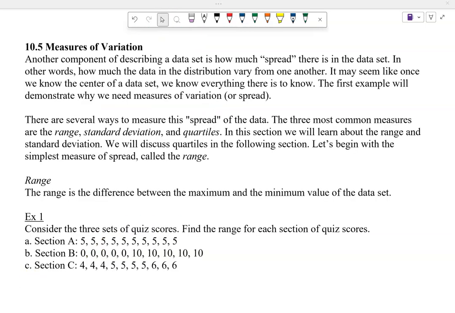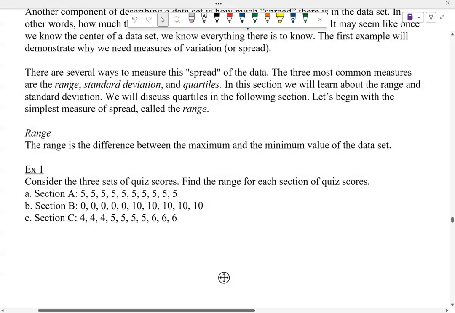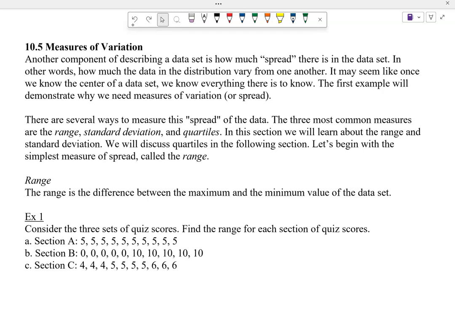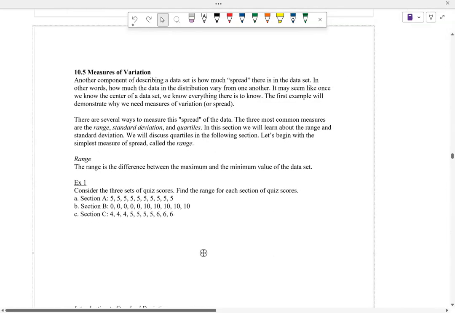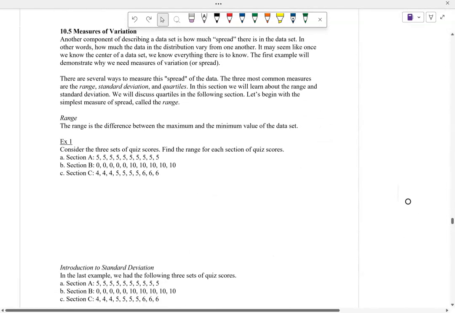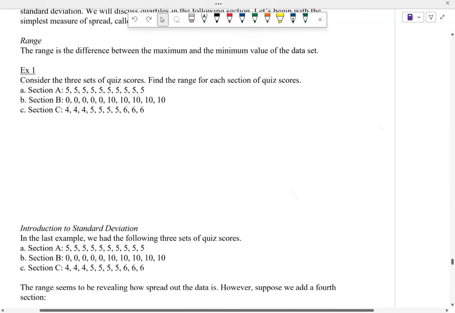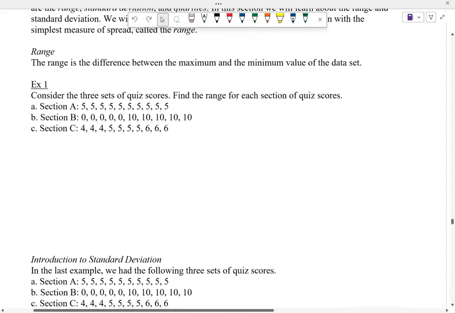So with measures of variation, we're just going to measure spread. There are a couple ways to do that: standard deviation, range, quartiles. We're going to talk about range and standard deviation. So again, how much spread do we have? So this is a good example here to start with in finding our range, which is the difference between the maximum and the minimum.